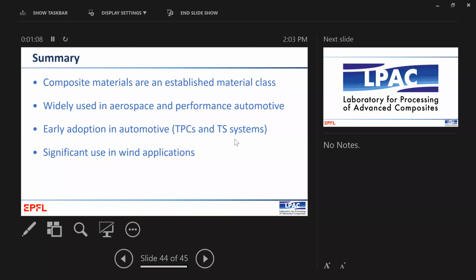So what we've seen is that composite materials are an established material class in aerospace, automotive. It's kind of early adoption, I would say, with significant use in wind. So that's really the first lecture, just to set the scenery before we go into the next lecture, which will be around sustainability and the circular economy, leading into what about composites? How can we transition composites into a circular economy?